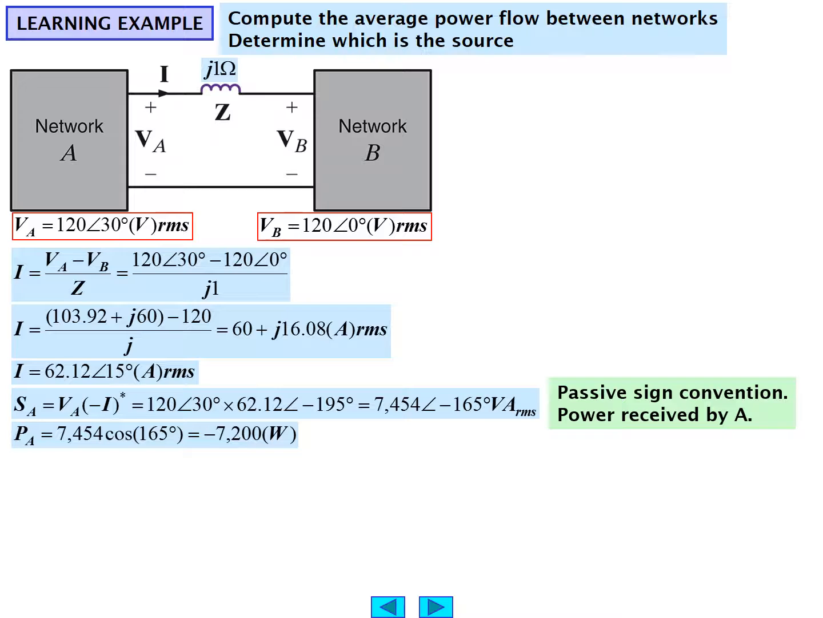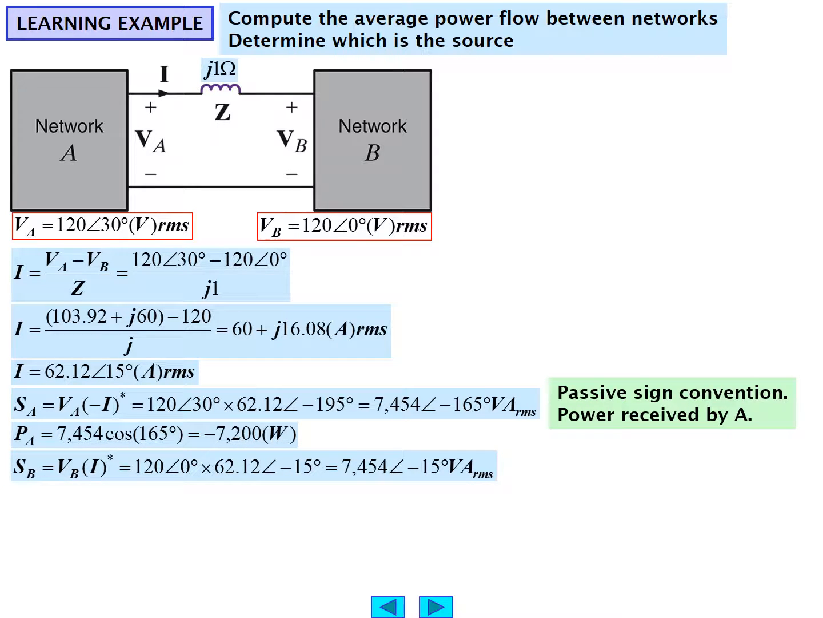PA then, the active or real power that results in network A, is 7,454 times cosine of 165, and we write it as minus 7,200 watts, not because of the cosine term, but because of the fact that we've noticed the angle has already been calculated. Therefore, we write minus 7,200 watts because of the way that we've calculated the complex power and the current that results from network A.